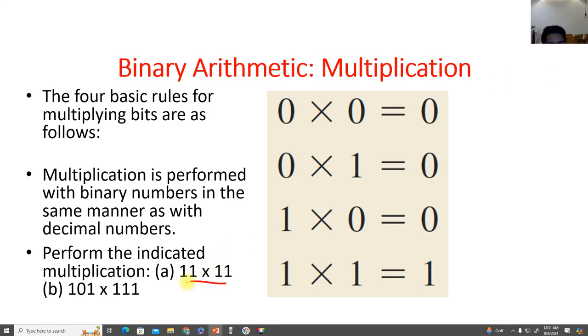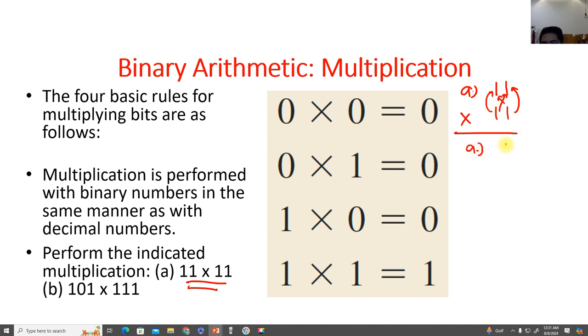So for example, we multiply 1, 1 times 1, 1. Okay? So the basic rule still applies. I'm going to multiply it here and here also. And after that, this one to this one and this one to this one. Okay, so let me do it again.